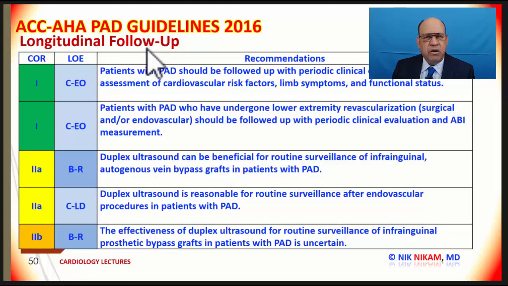Longitudinal follow-up. All patients with peripheral arterial disease must be followed by the primary care doctor, their endovascular specialist, cardiovascular surgeon, and cardiologist, and they should have a periodic evaluation. They should undergo repeat ultrasound duplex studies to look for any evidence of progression of the disease, and we should also address their structured exercise program while at the same time looking for any evidence of reduced circulation in the lower extremities at each visit to a doctor's hospital.